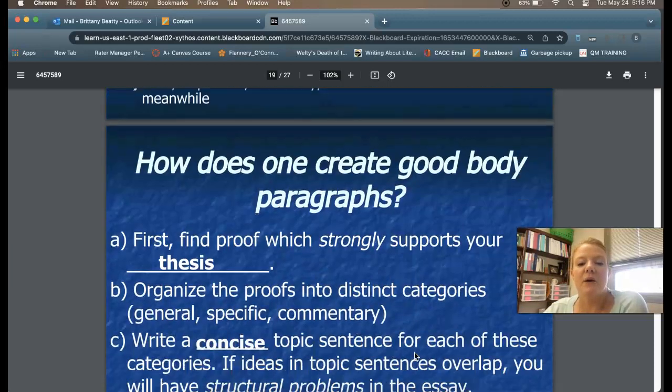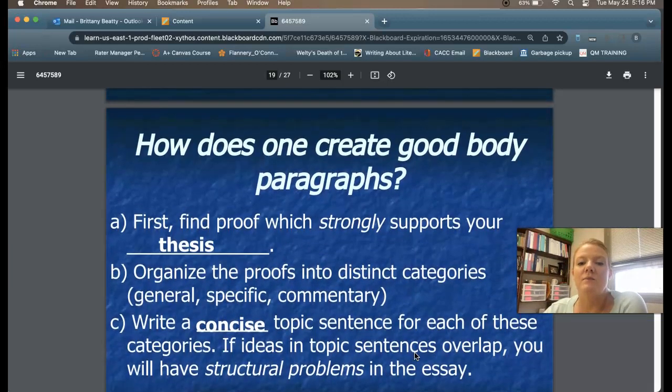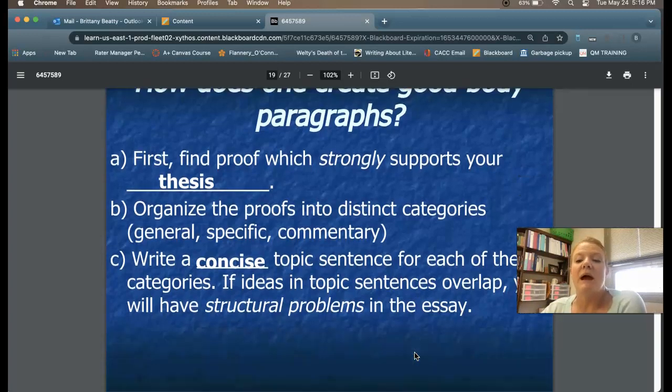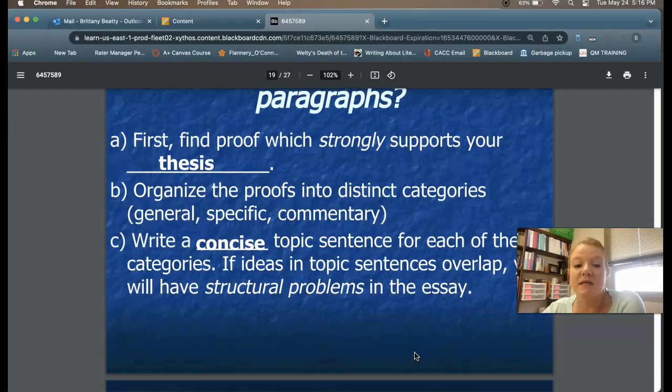Okay? So, let's overview. How do you write good body paragraphs? Well, first, find proof that supports your thesis statement. Then organize that proof into general evidence, specific evidence, and then your opinion or your commentary about it. Write a concise topic sentence. Be sure that the 3 points in your plan of development from your thesis statement are different and very specific, because if they're too much alike, then your evidence is going to overlap and you'll have structural problems in your essay.